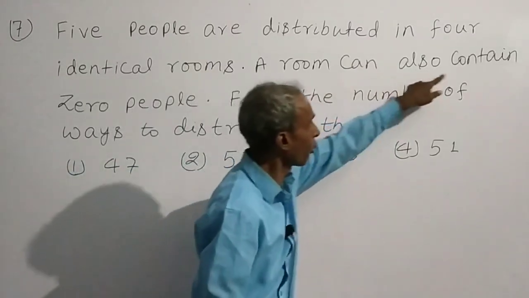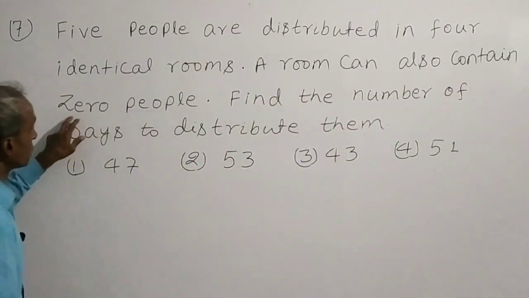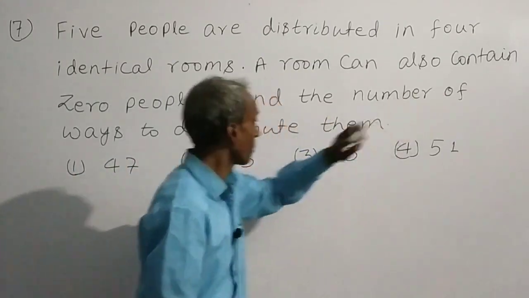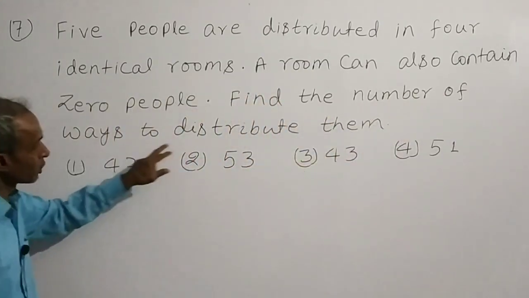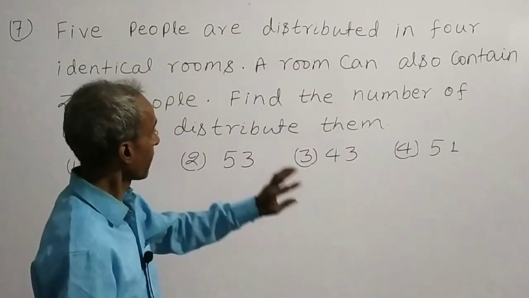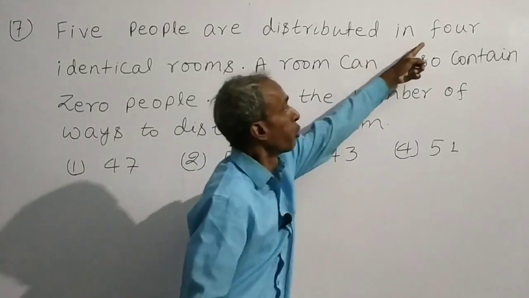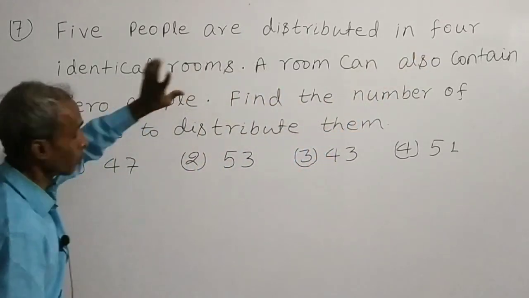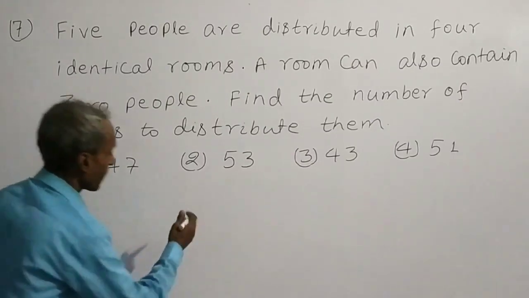A room can also contain 0 people. Find the number of ways to distribute them. There are 4 identical rooms.